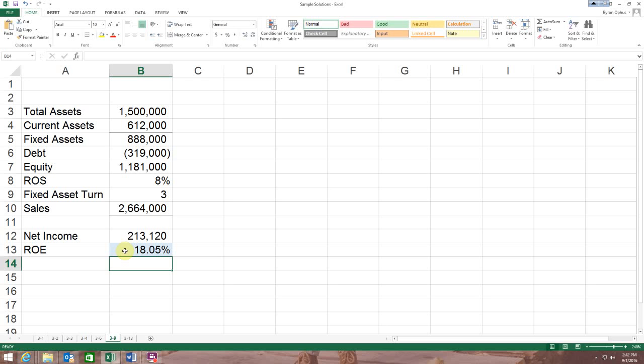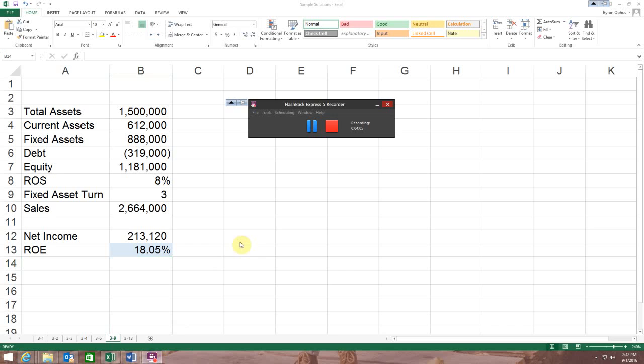We end up with an 18.05% return on equity. Obviously, I could calculate my return on assets or my return on fixed assets. Any of those would be pretty easy to calculate using the same approach. So there's 3-10 for you.